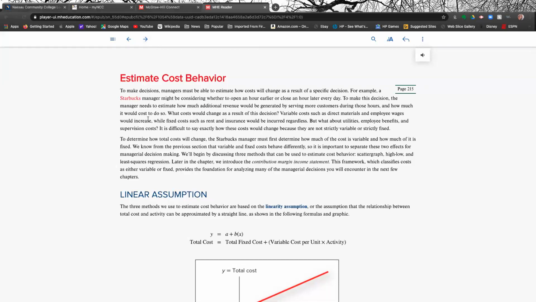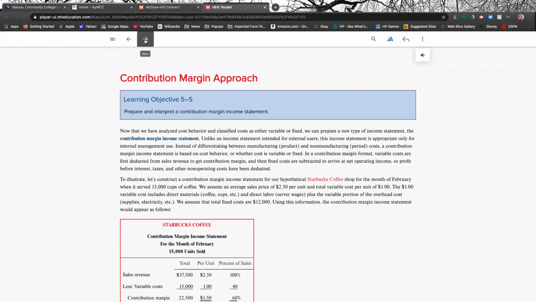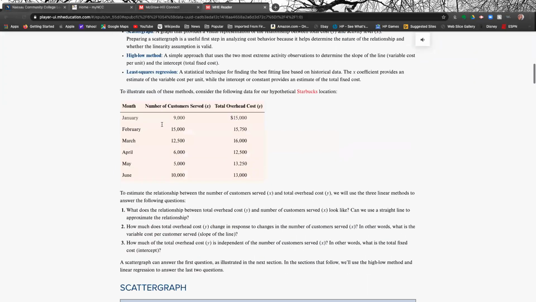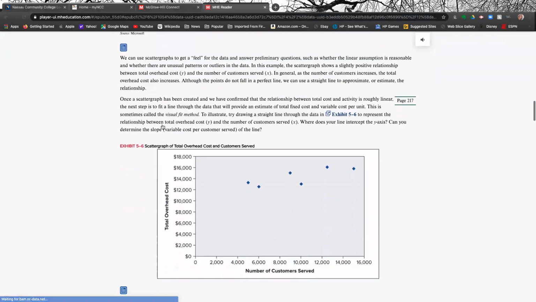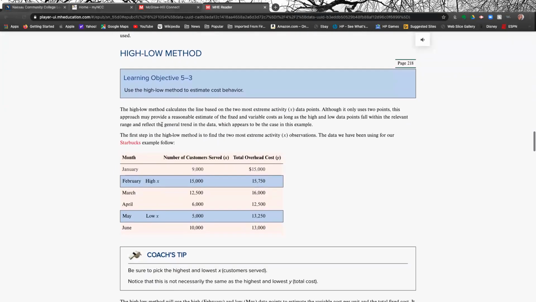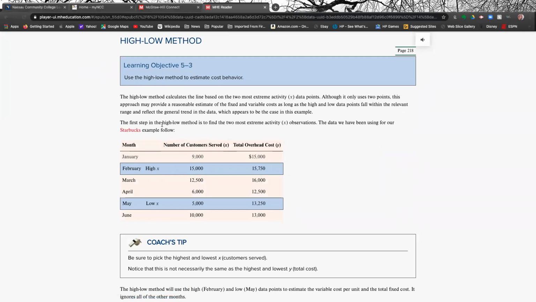Now they give you a few ways to do it. They have this linear assumption, which I'm not going to do. They have the scatter graph we're not going to do. But we are going to do this high-low method, right? Because the arithmetic here in this high-low method is really not very complicated, and you do have a homework problem where you're going to have to do this.